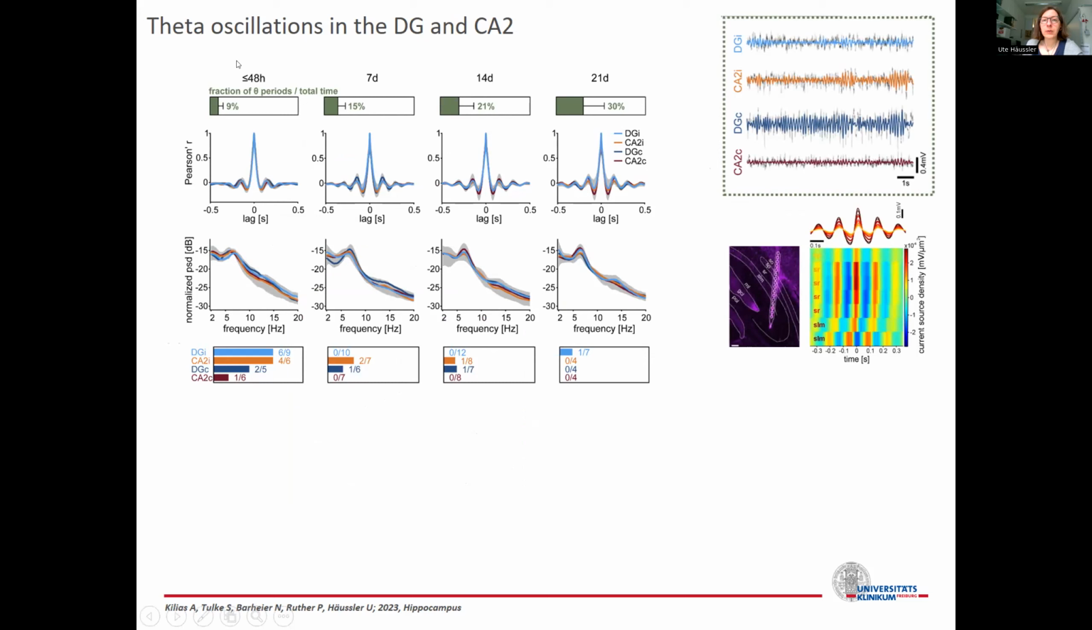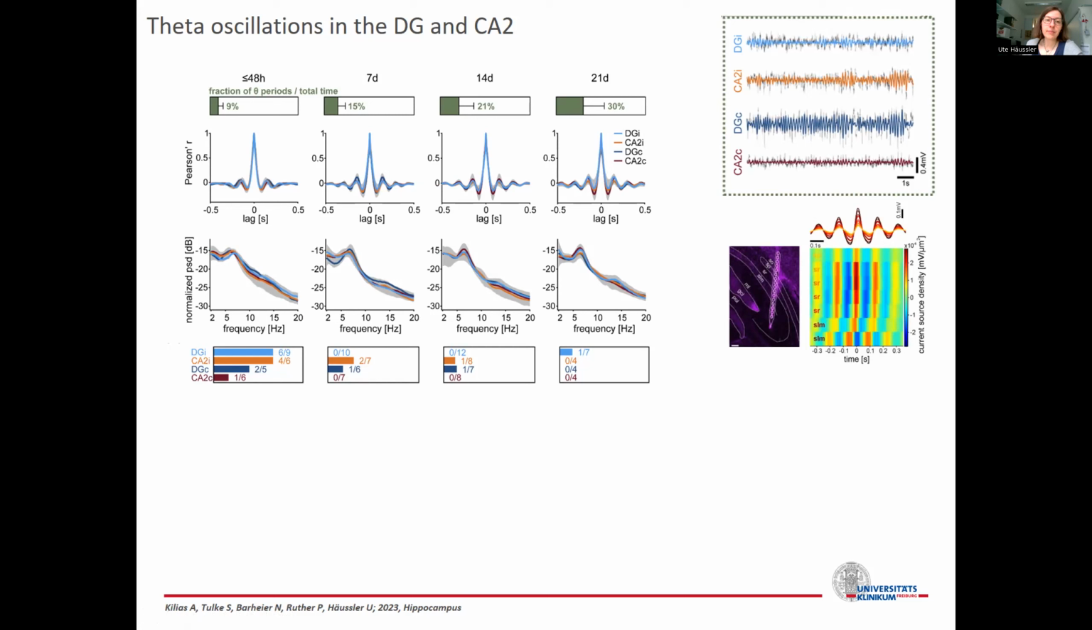And this was increasing from 48 hours to 21 days, although due to a very high variability among all those different epileptic animals, this was not significant. Still, the means were increasing. And then we were testing with autocorrelation and with power spectral density whether we see power spectra peaks in the theta range.